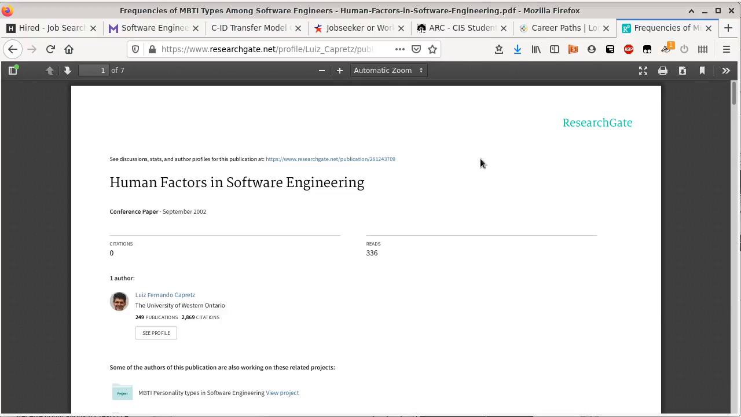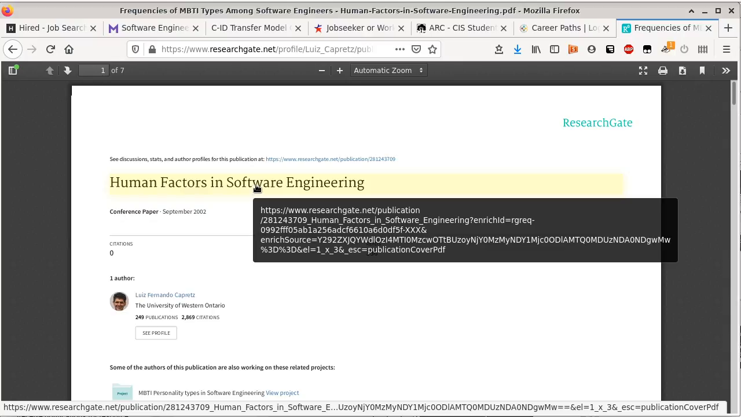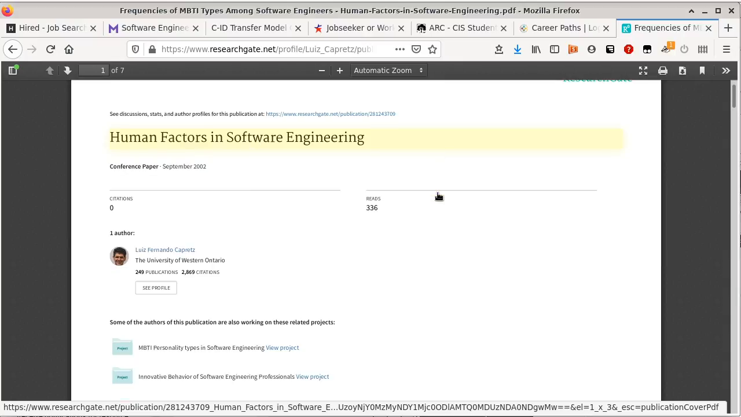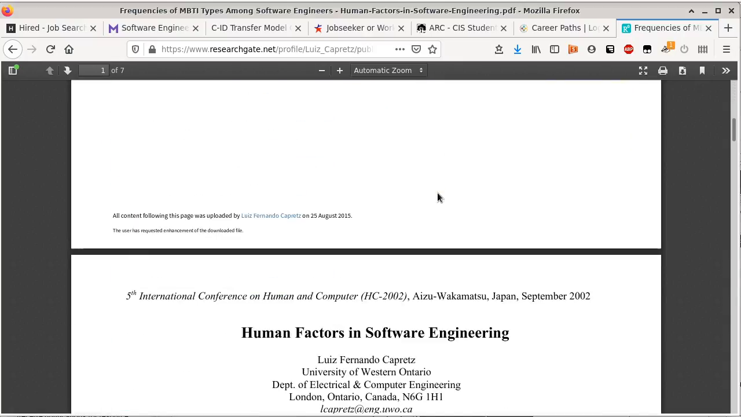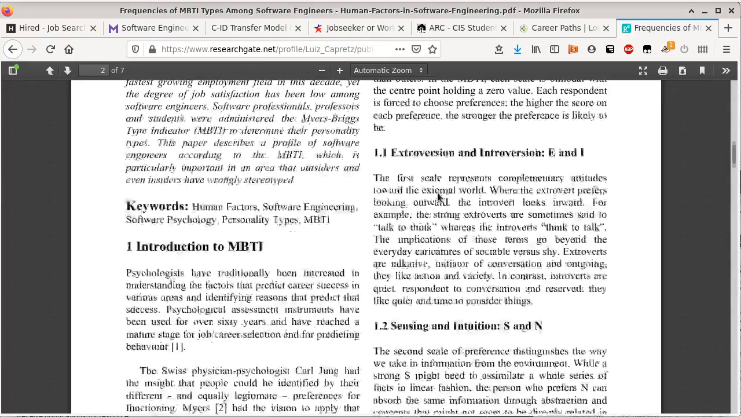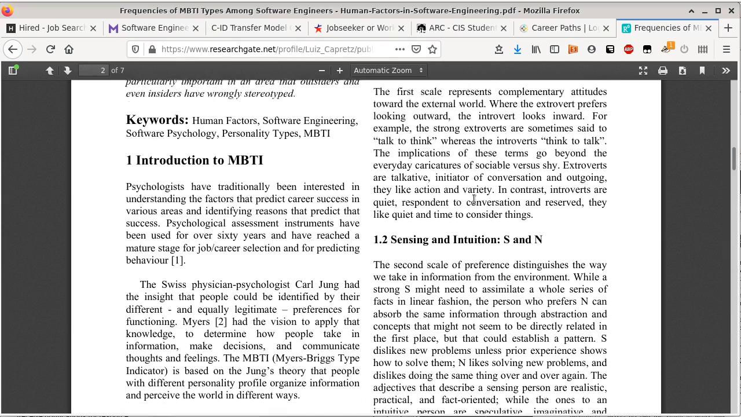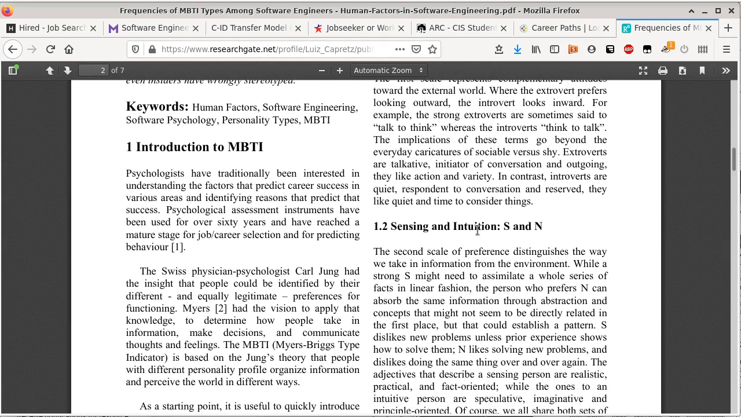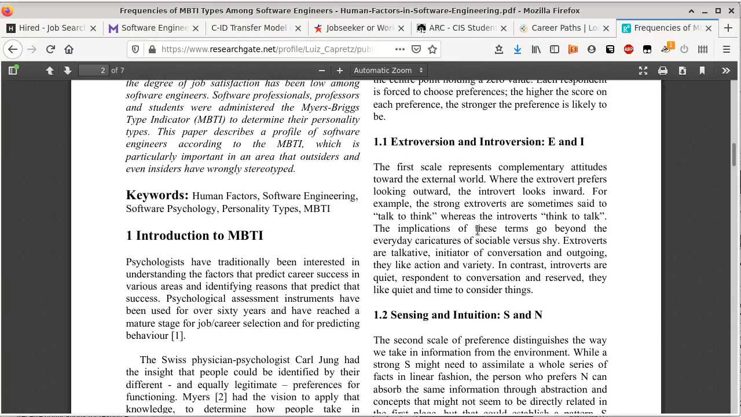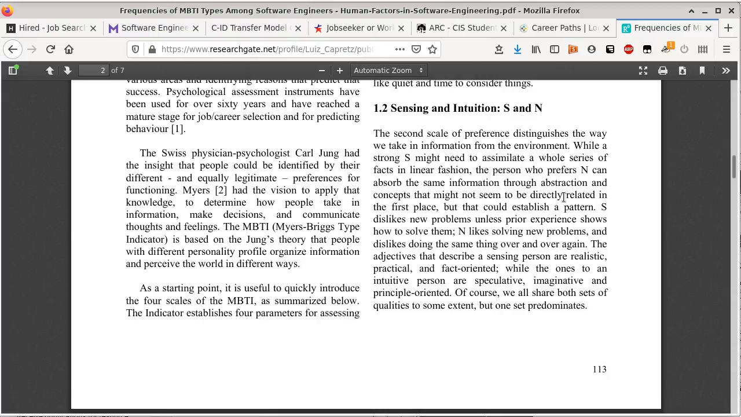Oh, this is a PDF. It talks about the human factor in software engineering, and you can see here. Okay, scroll down. So it talks about MBTI and how that correlates to the occupation of software engineering, and it talks about how each letter may or may not apply. Like E and I is the first letter of MBTI, and S and N is the second, and so on.